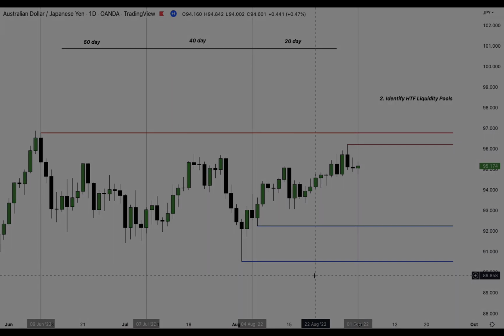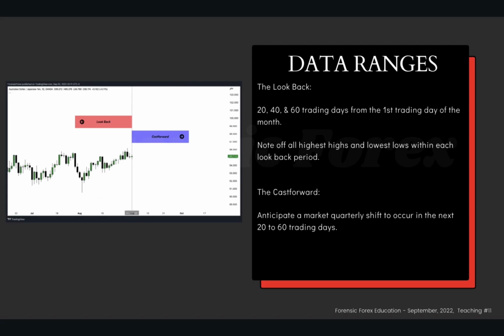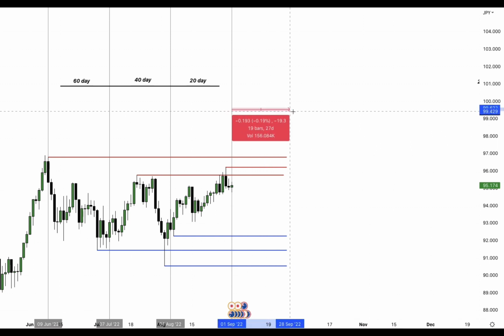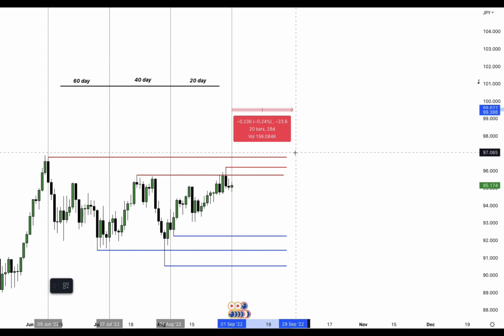The IPDA data ranges can also be cast forward from the beginning of the month, 20, 40, and 60 days into the future. This is going to help us anticipate a quarterly shift that could potentially unfold during this new trading month. The same way we find our look back data ranges is how we're going to find our cast forward data ranges. So we're starting on the 1st of the month and we're going to cast forward 20 days. That's going to be September 29th.